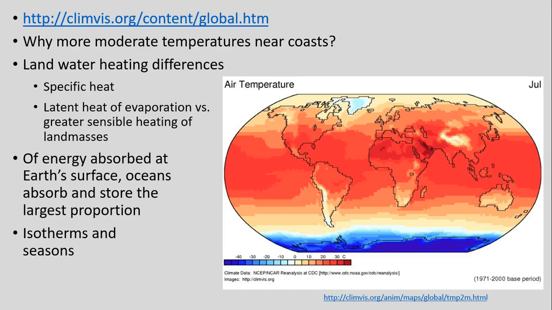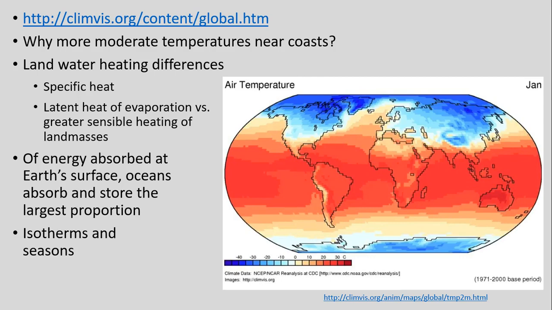So again, that's the latent heat of changing its state. It's not changing its temperature, versus on the land mass, where pretty much all the energy is going to heating, or cooling if it's being released from those land masses. So we see much greater change in the range of temperatures throughout the year on those land masses. And of the energy absorbed at the Earth's surface, note that because the oceans are very extensive, they absorb and store the largest proportion of that energy.